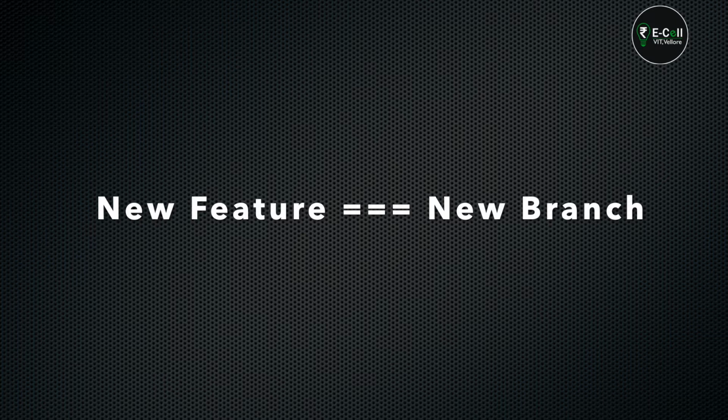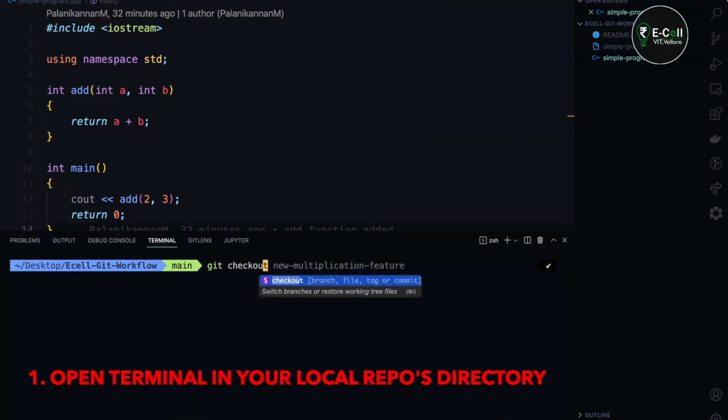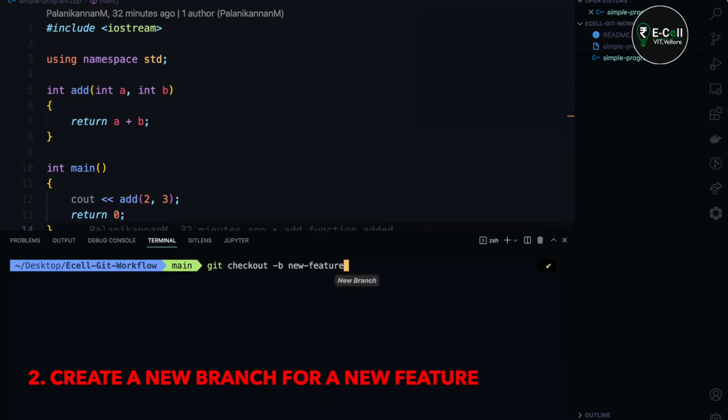So I'll be taking a basic example of a simple C++ program which I forked before from the parent repo as shown before. In this you all could contribute to later. So let's say I want to add a new feature of multiplying two numbers. As I previously said, every new feature has to have a new branch. So let's start by creating a new branch using the following command.